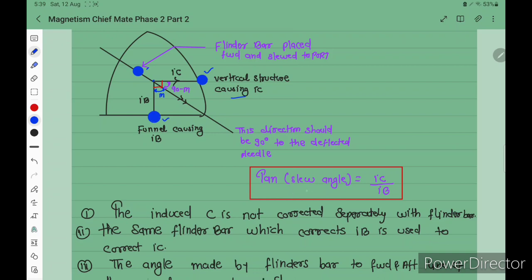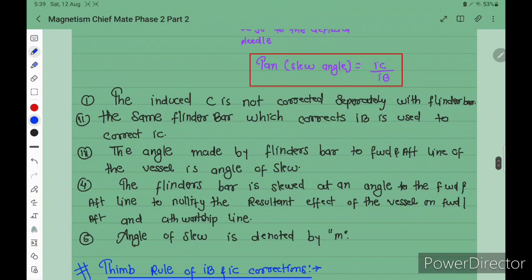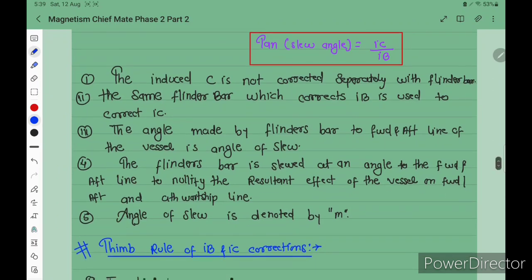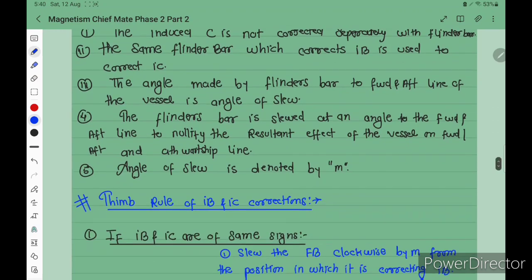So we calculate the slew angle, which is equal to IC upon IB. The induced C is not corrected separately with the Flinders bars. The same Flinders bar which corrects IB is used to correct IC. The angle made by the Flinders bar to the forward and aft line of the vessel is the angle of slew. The Flinders bar is slewed at an angle to the forward and aft line and nullifies the resultant effect of the vessel in the forward, aft and athwartship line. Angle of slew is denoted by M.